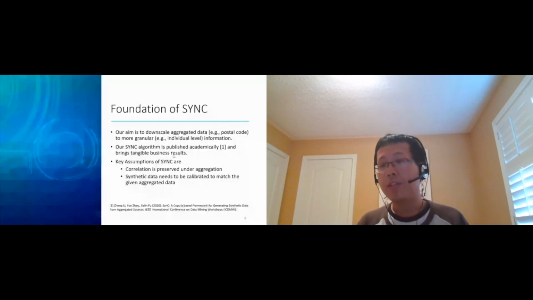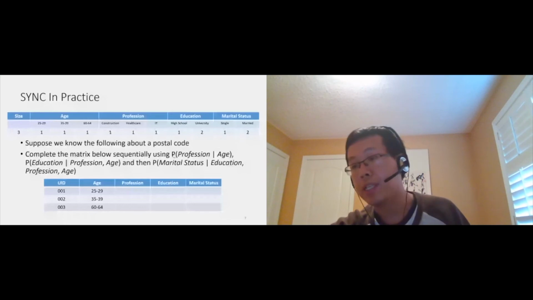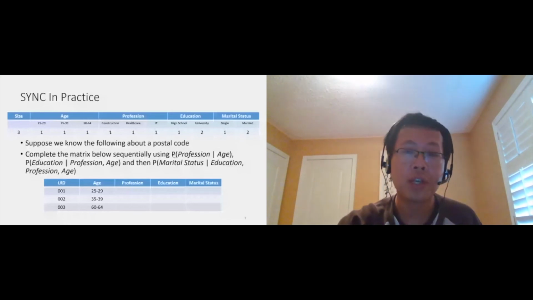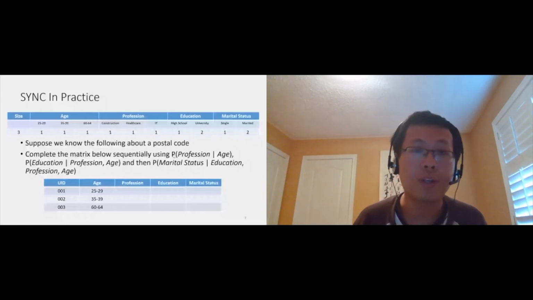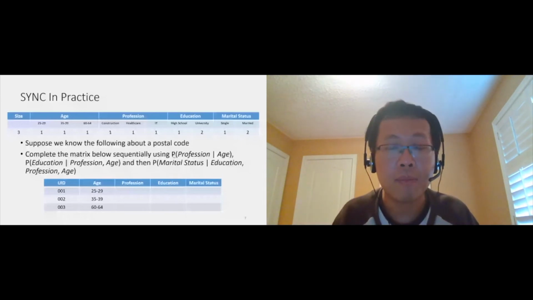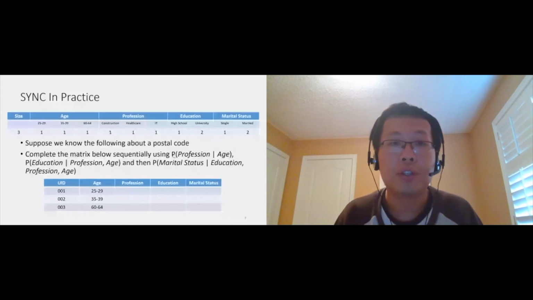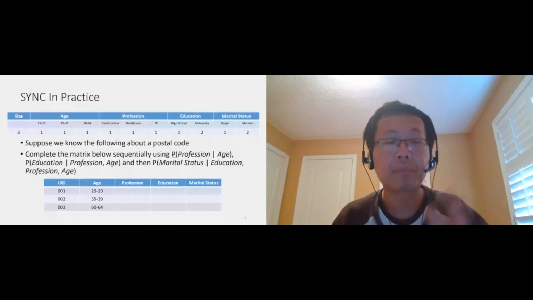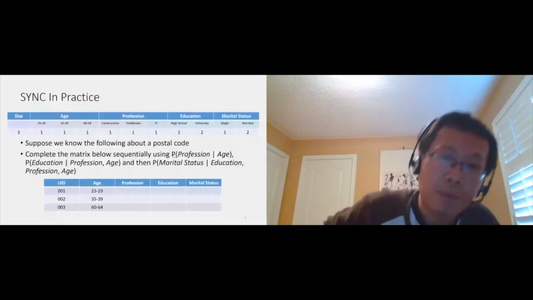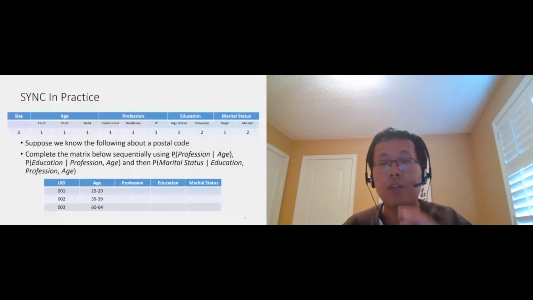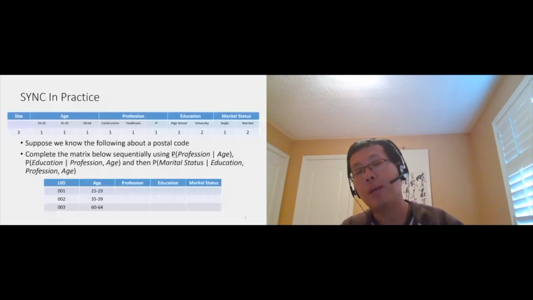All right, so let's take an example. I'll use a very, very simple example just to show how Sync works. We're not going to get into too much technical detail here. For those who are interested, you're of course more than welcome to discuss with us afterwards or to look at the paper. But let's say we've got a postal code where we've got 3 people, just 3 people, with their age distribution, profession distribution, education, and marital status.